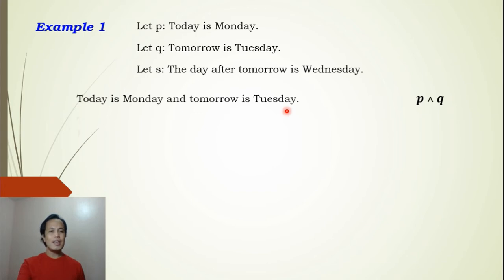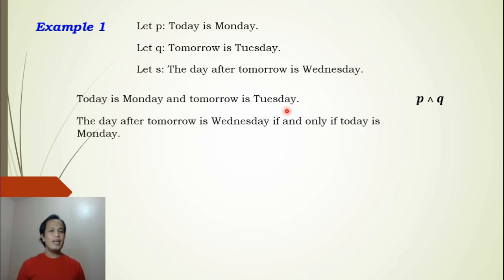Now let us have the second example. We are given: the day after tomorrow is Wednesday, if and only if today is Monday. As you have observed, our connector is if and only if, which is an example of a biconditional statement. When you write this statement into symbolic logic, the day after tomorrow is Wednesday represents the S, and today is Monday represents the P. And our connector is if and only if. So when we write this to symbolic logic, we will have S if and only if P.